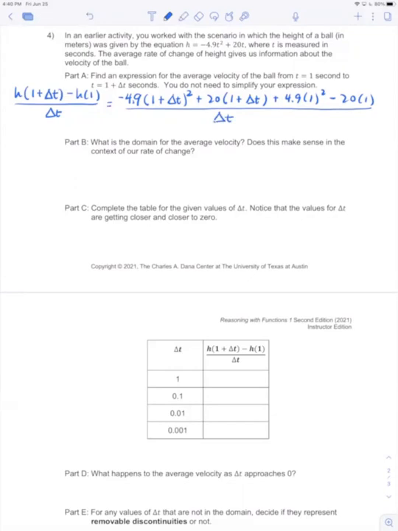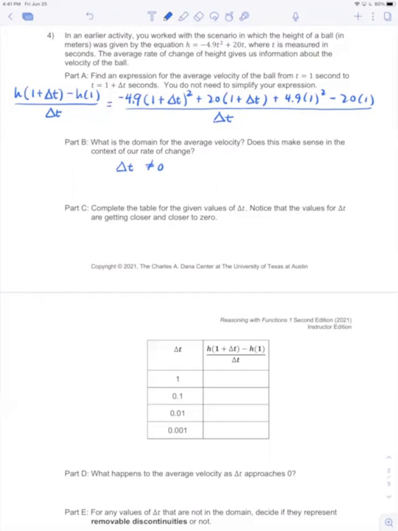Part B, what is the domain for the average velocity? Does this make sense in the context of our rate of change? Okay, so as long as the denominator is not 0, that's good. So we could say delta t is not allowed to be 0. Part C, complete the table for the given values of delta t. Notice that the values for delta t are getting closer and closer to 0.